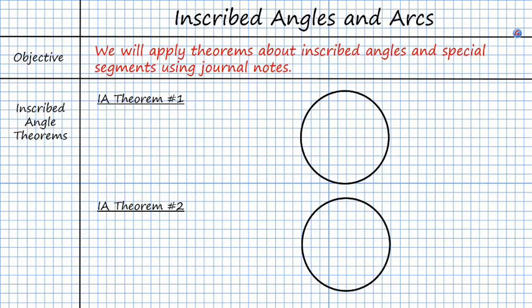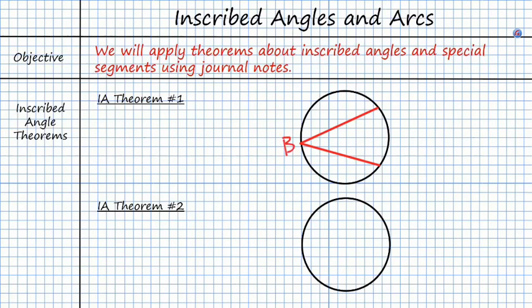So our first four theorems will be specifically about inscribed angles. An inscribed angle is an angle which has its vertex on the edge of the circle. So it's any angle that has a vertex on the edge of the circle, like we've defined before.